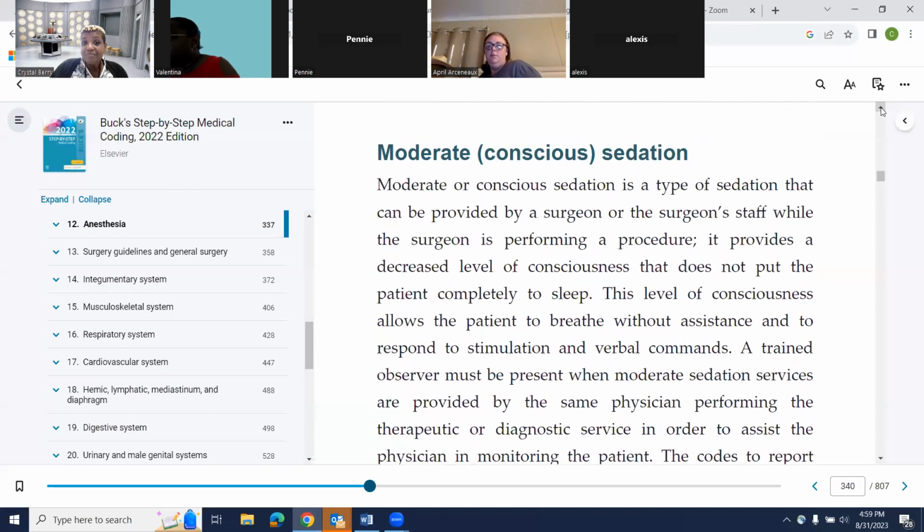Is that the endotracheal? No, that would be moderate sedation. See right here, moderate sedation. They're conscious. Moderate or conscious sedation is a type of sedation that can be provided by a surgeon or the surgeon's staff while the surgeon is performing a procedure. It provides a decreased level of consciousness that does not put the patient completely to sleep. So you have that answer. We're going to stop right there. We have covered those three objectives.